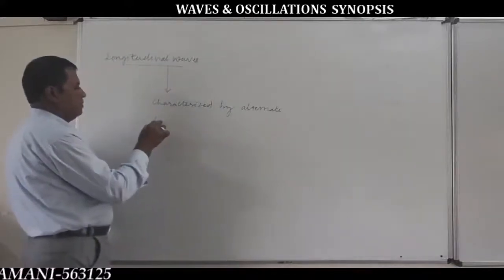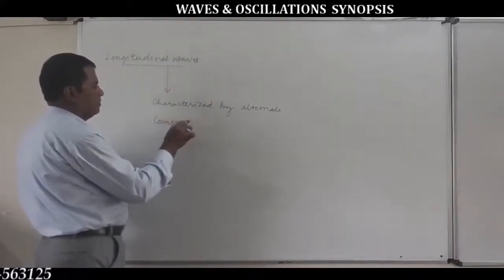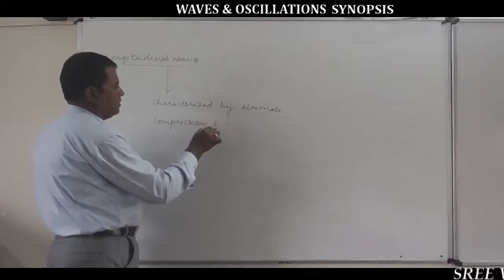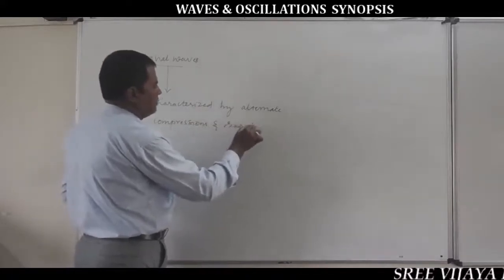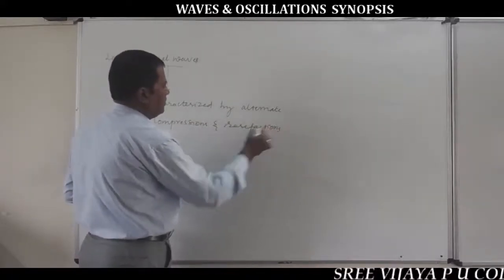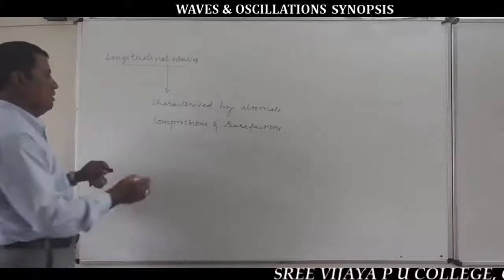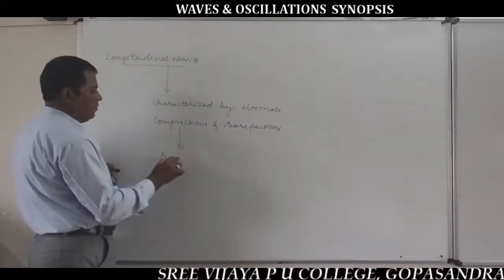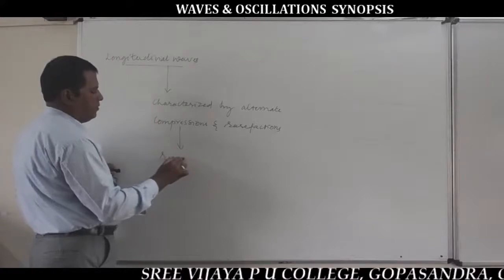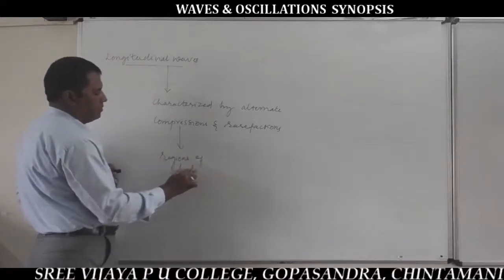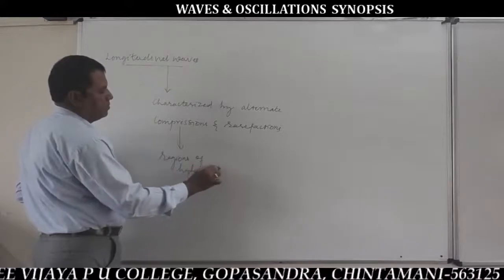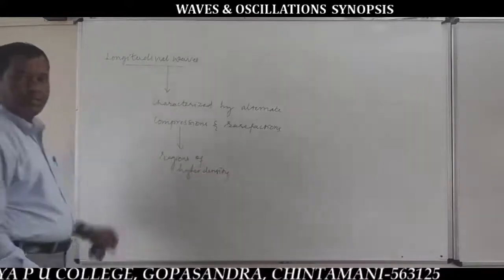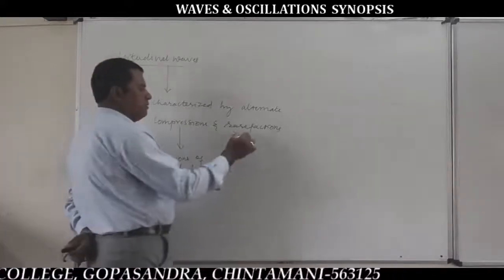alternate compressions and rarefactions. These compressions are the regions of higher density. So compressions are the regions of higher density.